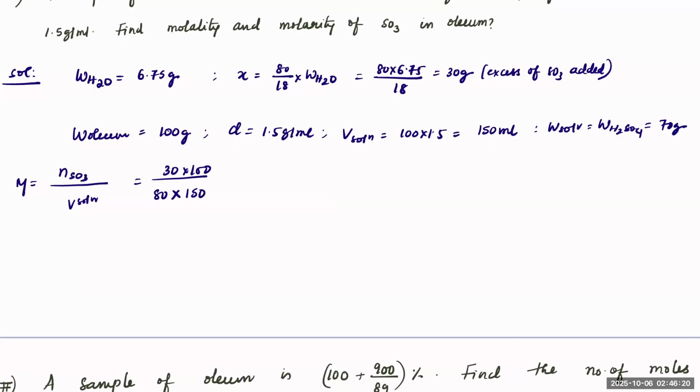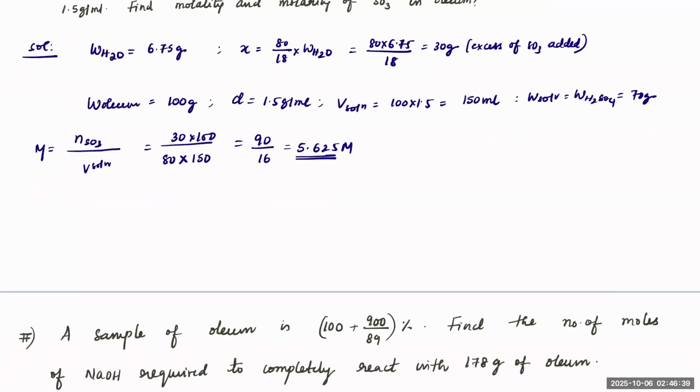Correct? So this will be equal to how much? 90 by 16. So this is 5.625 molar. This is the molarity.